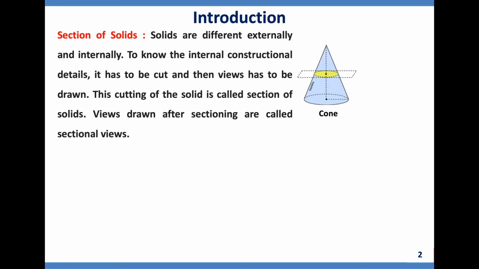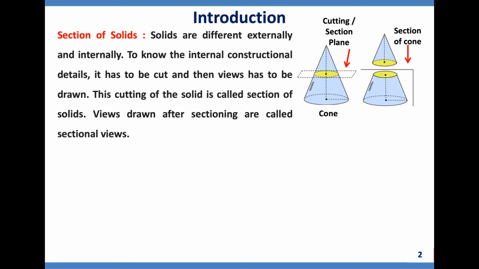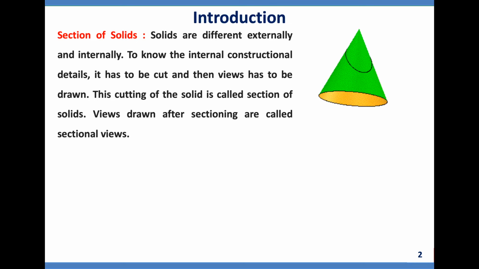I have considered an example, a cone, and it is cut by a cutting plane or section plane which is parallel to the horizontal plane. After this cone has been cut, we will get the section of the cone or section of solid. The top part is called the removable part and the bottom part is called the retainable part. You can also see the animation.